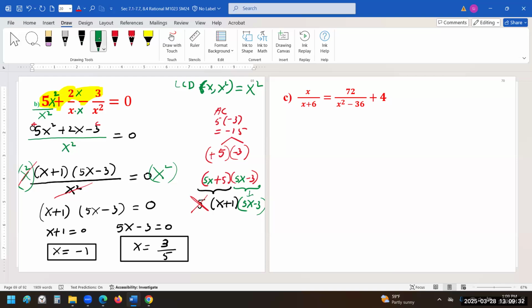We do, thank you. So we want the LCD not to be 0 because the LCD has all the denominators. So if you check your LCD, you're safe. Our LCD is x squared. We don't want x squared to be 0. Take the square root. So we don't want x to be 0. This is what you don't want. So you don't want x to be our answer. And we found x equals negative 1 and 3/5 as our answer.